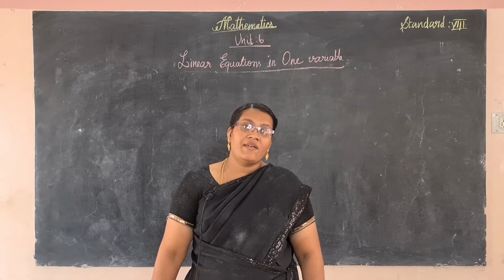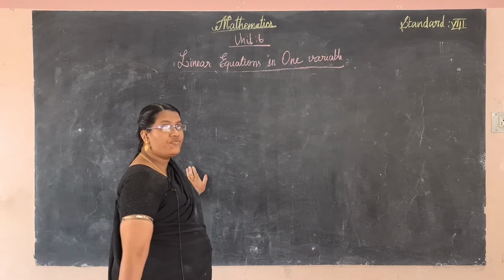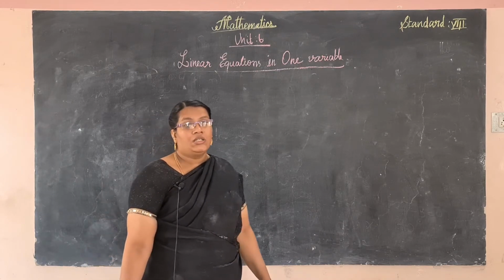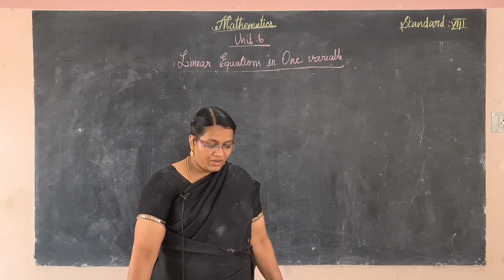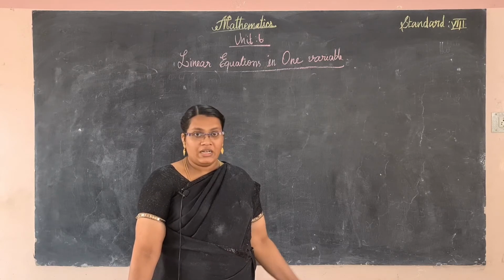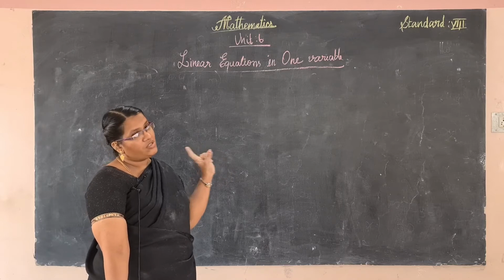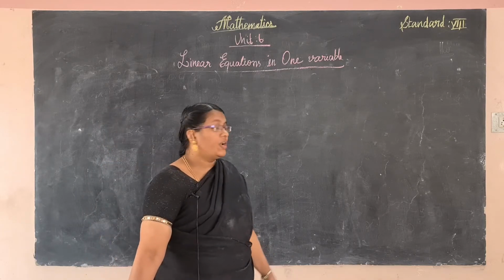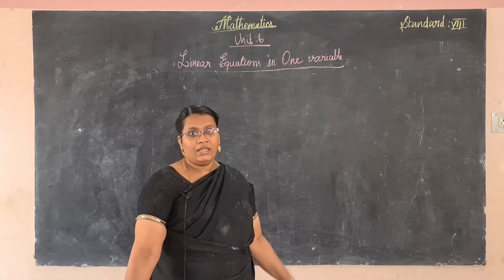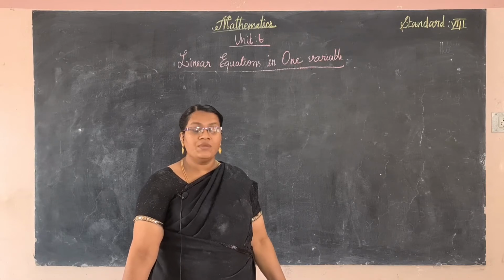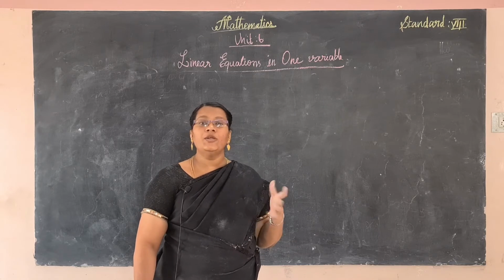In the previous class we have learned about the linear equation in one variable. So what is the definition of linear equation in one variable? The highest power of the variable is 1. A linear equation having only one variable and the highest power of the variable also 1 is called the linear equation in one variable. Okay, and we have solved more problems related to the linear equation. I hope you all understood that concept. Today we are going to see the related word problems.